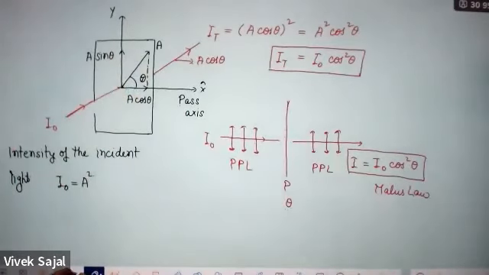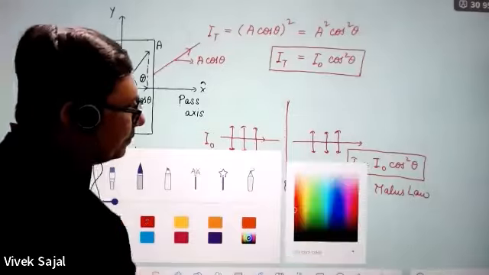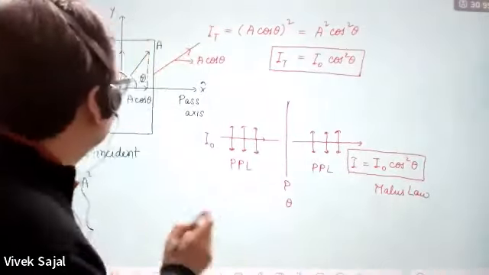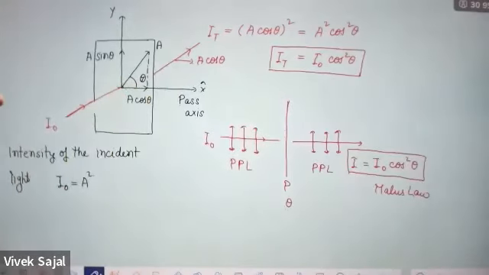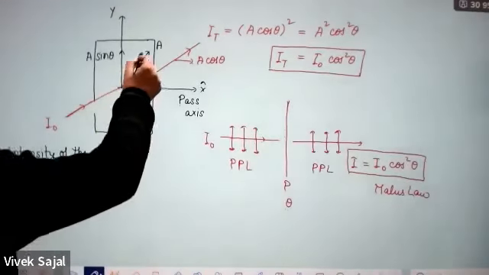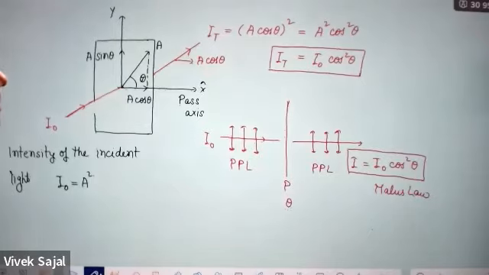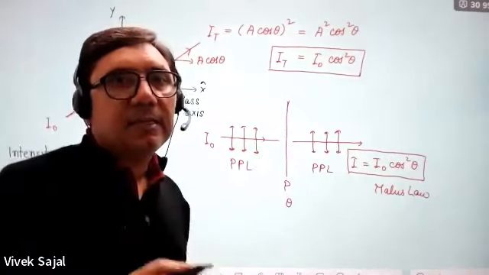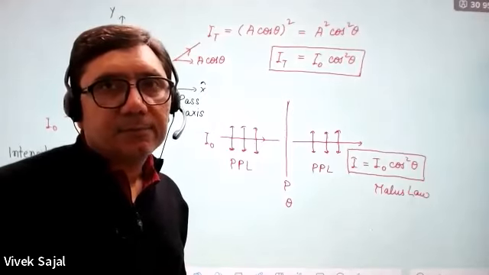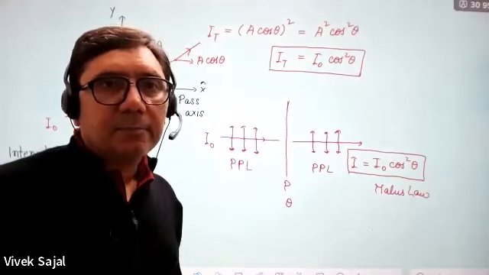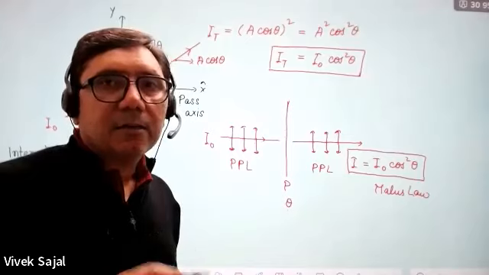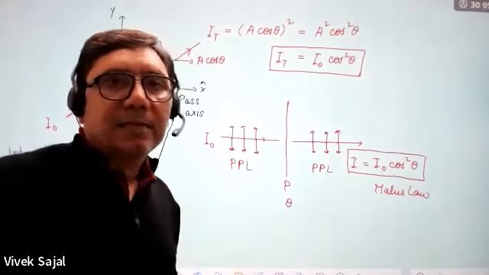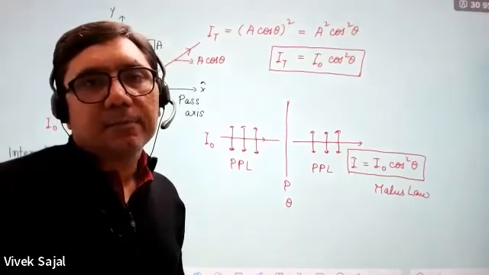Is it clear up to this point, beta? Sir, can you repeat theta once again? What is theta? Theta is the angle between the electric vector of incident plane polarized light and the path axis of the polarizer.